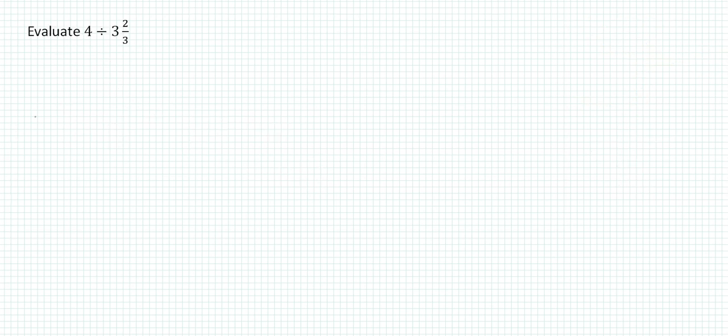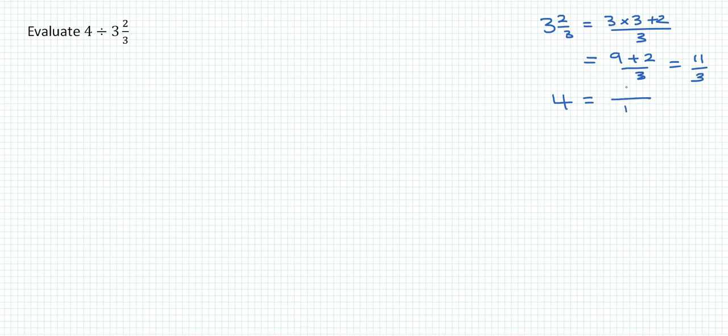Our next example, evaluate 4 divided by 3 2/3. The first thing we're going to do is convert 3 2/3 to an improper fraction. So 3 2/3 is going to give us 3 multiplied by 3 plus 2 over 3. So 3 multiplied by 3 is 9 plus 2 over 3 is going to give us 11 over 3. Now 4, we're going to convert to an improper fraction. So we have 1 as the denominator. Now our question is rewritten as 4 over 1 divided by 11 over 3.